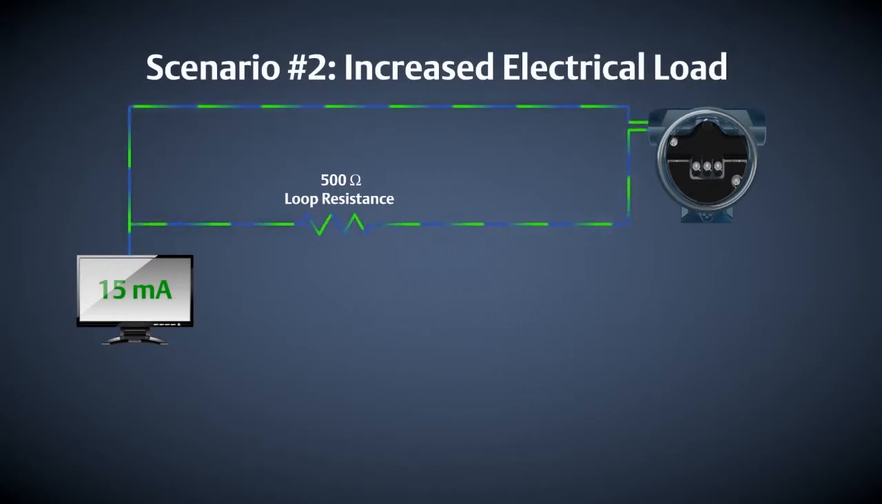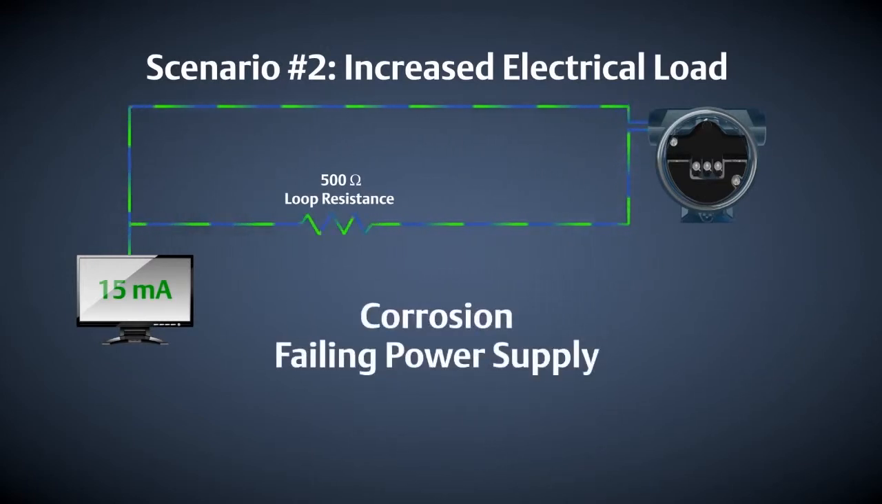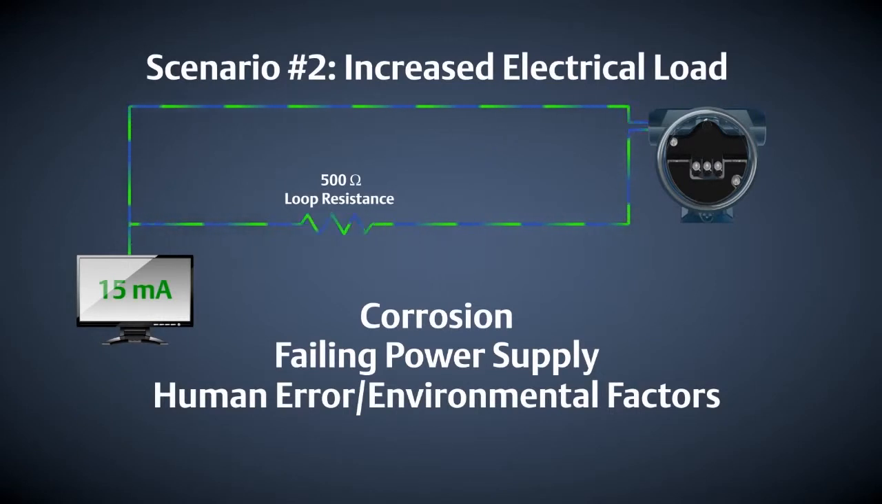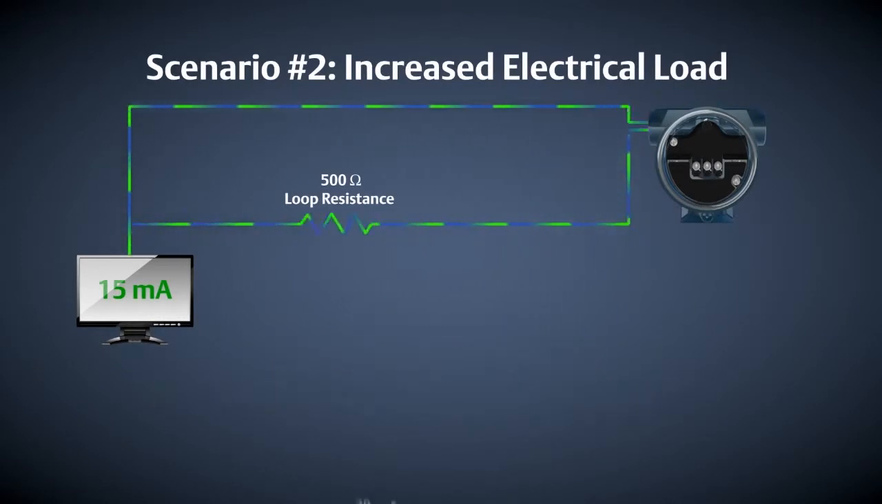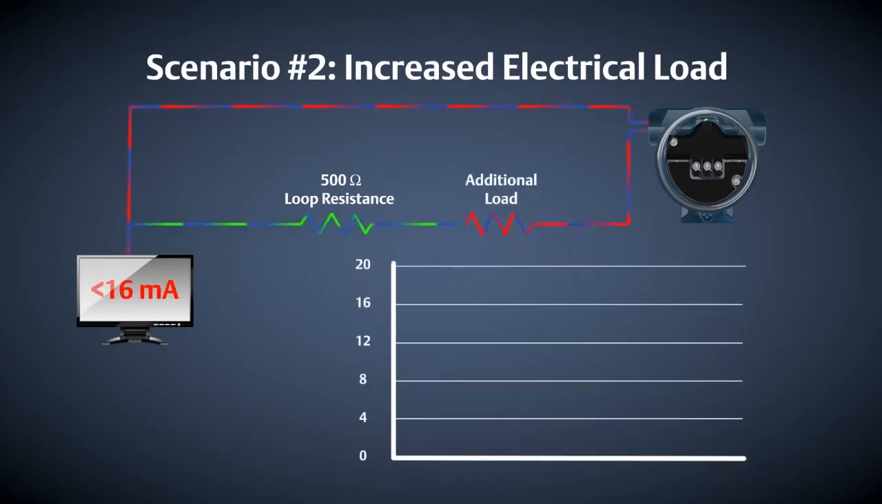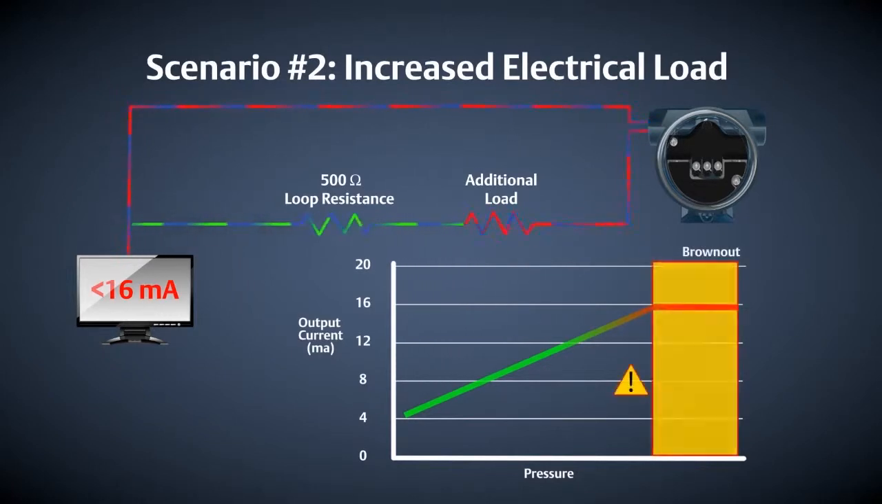The second scenario is an increase in the electrical load of the wiring loop. This can be caused by corrosion, a failing power supply, human error, or other environmental factors. In this scenario, the electrical loop was designed to have 500 ohms of resistance. When additional resistance is inadvertently added to the control loop, the reliability of the control loop is compromised. With an increased wiring loop resistance, there may not be enough voltage for the transmitter to drive the loop to the proper milliamp value, or even to an alarm state. In this example, the transmitter is unable to go above 16 milliamps.